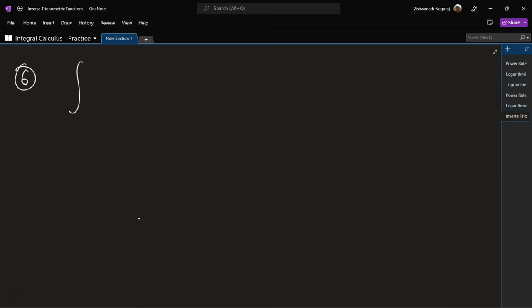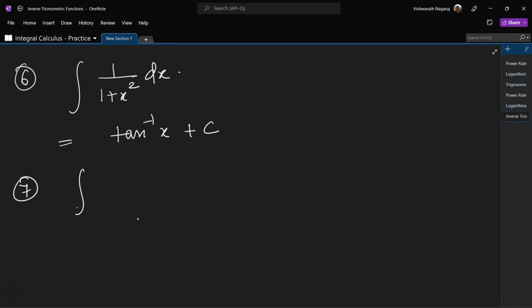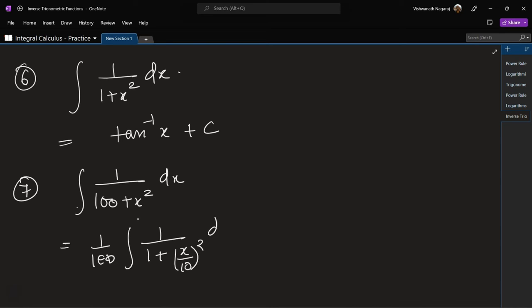Now we might get something pretty straightforward like integral of 1 plus x squared dx. It is, we know, tan inverse of x plus c. Seventh one, integral of 1 by 100 plus x square dx. Okay, here again we take out 100, integral of 1 by 1 plus x by 10 square dx.